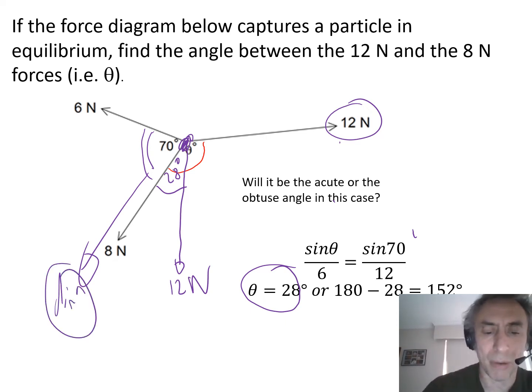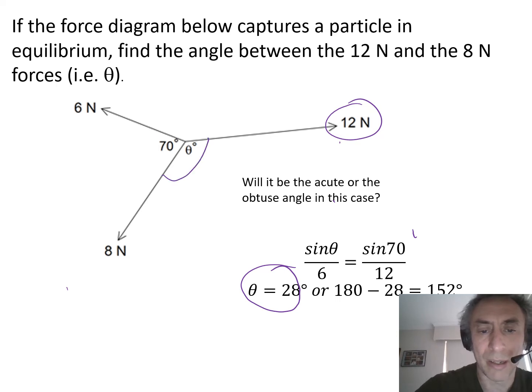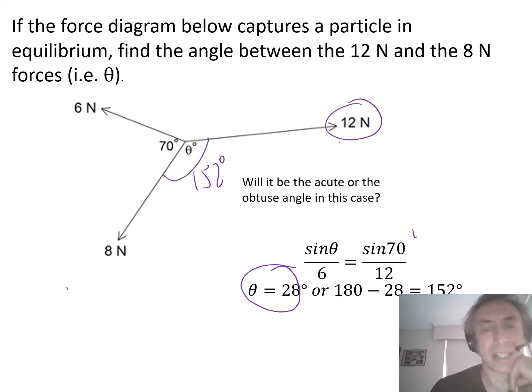So what we need to realize is, hang on, it's not in fact 28 degrees, the angle between the 8 Newton force, but it is in fact 152 degrees. Okay, so that's how you need to think about it. And as I said, if it was an angle very close to 90 degrees, then you've got to reanalyze the situation using alternative means.